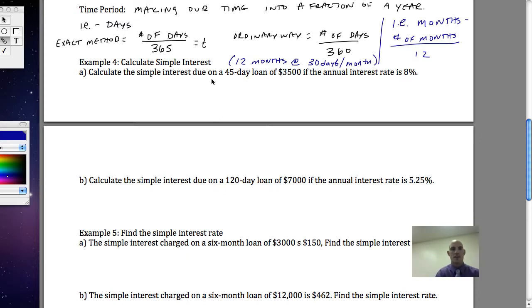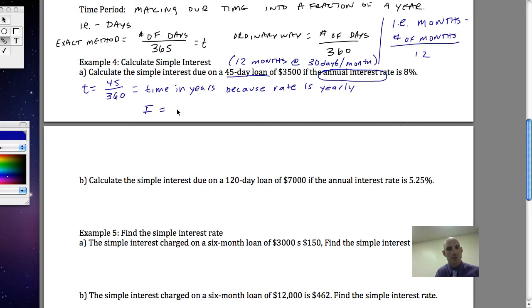And so when I'm calculating simple interest due on a 45-day loan and it's an annual interest rate, so that's a yearly rate, I need to make my time equal to 45 out of 360, because that's the time in years. And that's the time in years because rate is yearly. And so when I calculate my interest is equal to principal times rate times time, I've got my time as a fraction of a year. And so when I calculate that, I actually come up with $35 for my interest. Time has to be reflective of what the rate is. Time and rate have to have the same units.